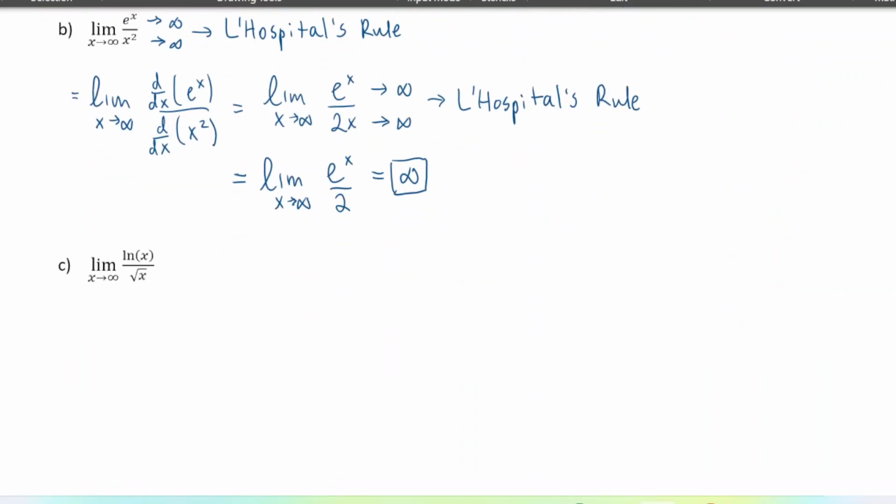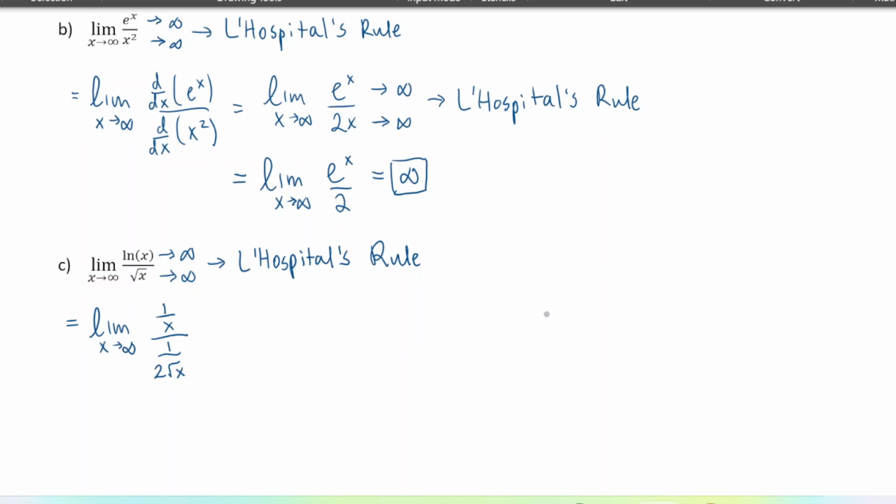Okay, let's do the last one here. Ln x is something that approaches infinity as x approaches infinity, and same with square root x. So we're going to try and see which is dominant, the ln x or the square root x. So again, here we're going to use L'Hopital's rule. Now, the algebra in this one is the trickiest out of the 3 examples I'm doing today. So the derivative of ln x is 1 over x, and the derivative of square root x is 1 over 2 root x.